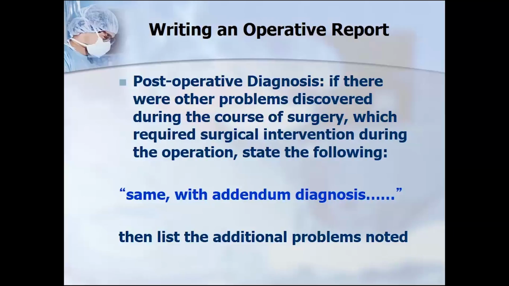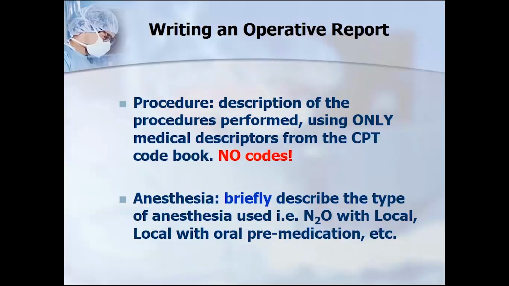So for instance, let's say you had a situation where you had a sinus perforation or an oroantral fistula. You would indicate same with addendum diagnosis, oroantral fistula. Under the heading procedure, again, no codes, description of the procedures performed from the most important to the least important. Under the heading anesthesia, briefly describe the type of anesthesia used. For example, nitrous oxide analgesia with local with oral premedication, etc.